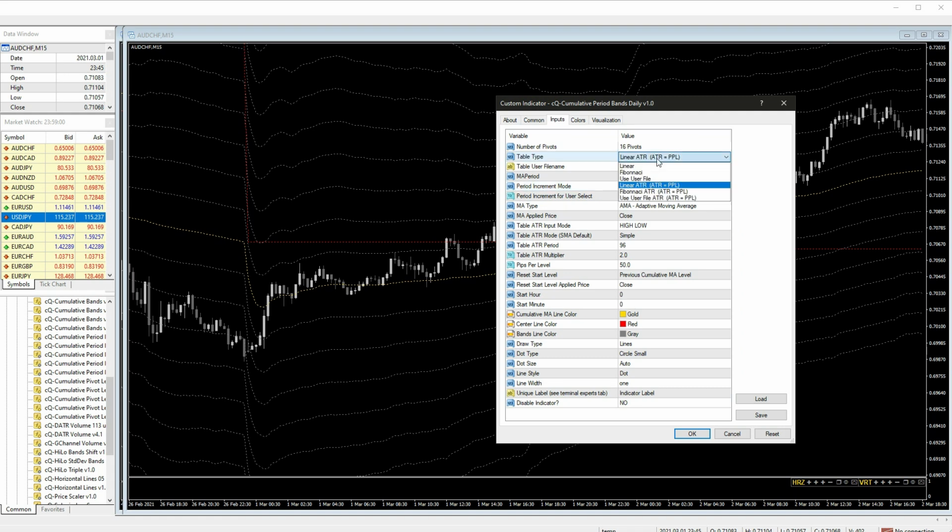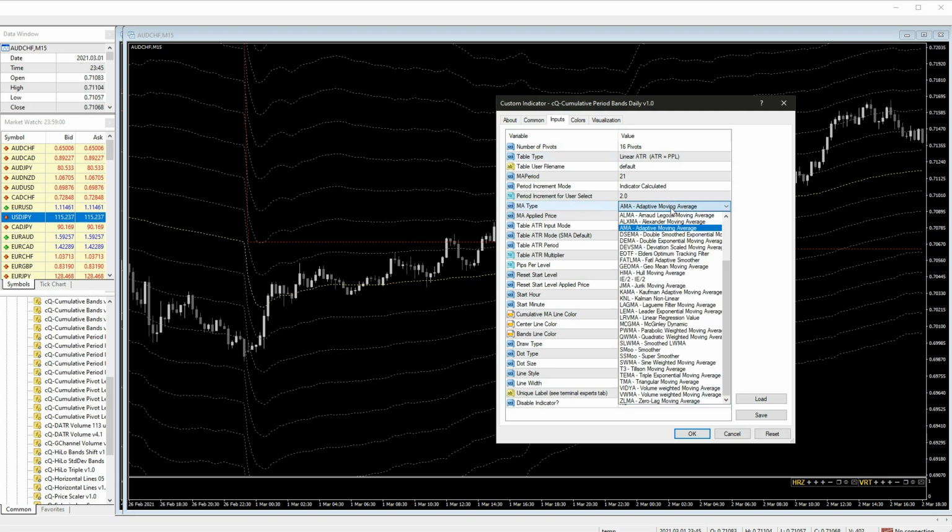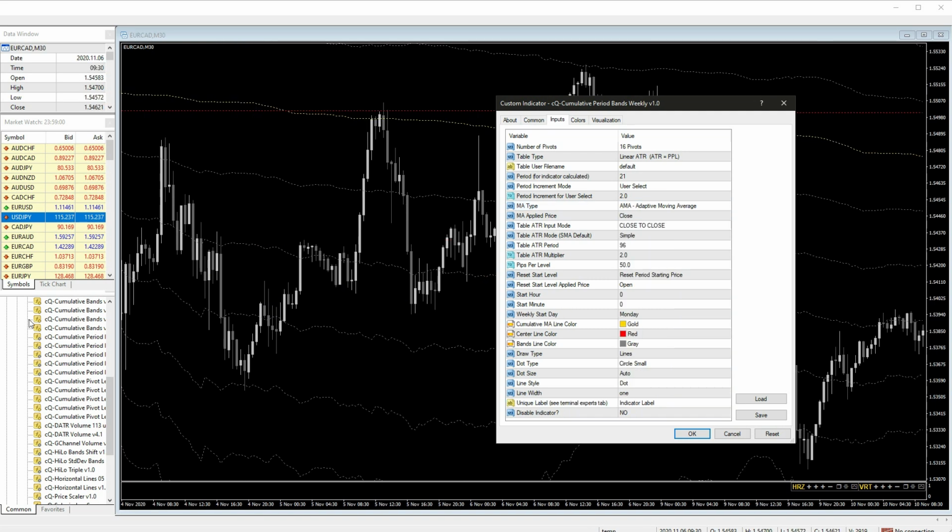And then again, you have the same thing where you can use linear, Fibonacci, or the one that I put in there. You can create your own. It's basically the same indicator, the only difference is I allowed the period to be changed, because I have the daily, weekly, monthly, quarterly, and yearly. All those will be in the zip file. They're all a very similar design.